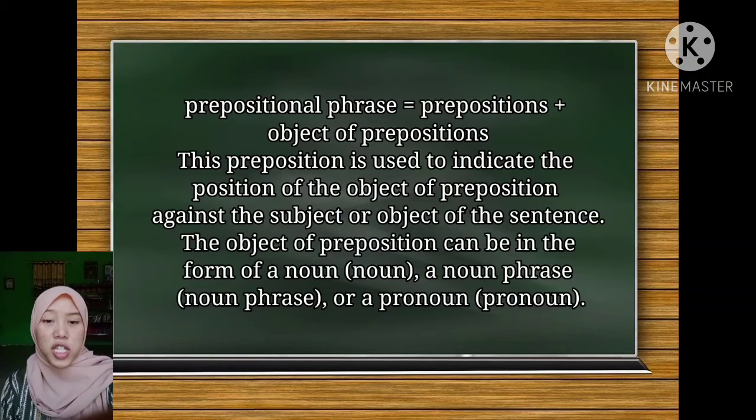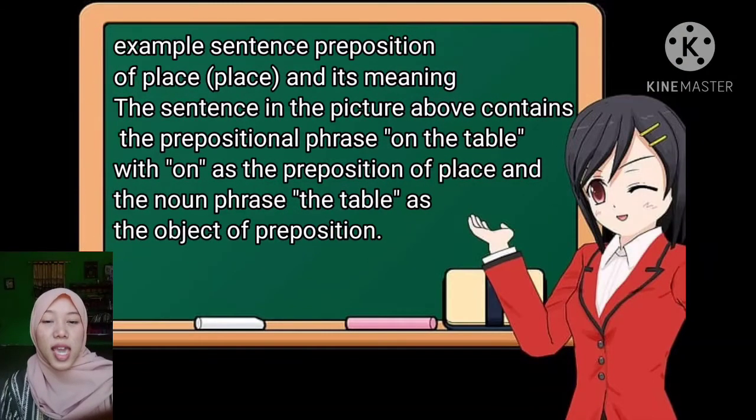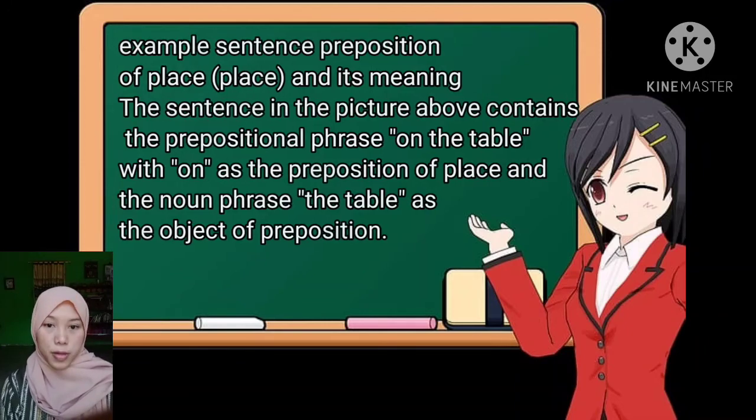This preposition is used to indicate the position of the object of preposition against the subject or object of the sentence. The object of preposition can be in the form of a noun, noun phrase, or pronoun. The sentence in the picture above contains the prepositional phrase on the table, with on as the preposition of place and the noun phrase the table as the object of preposition.